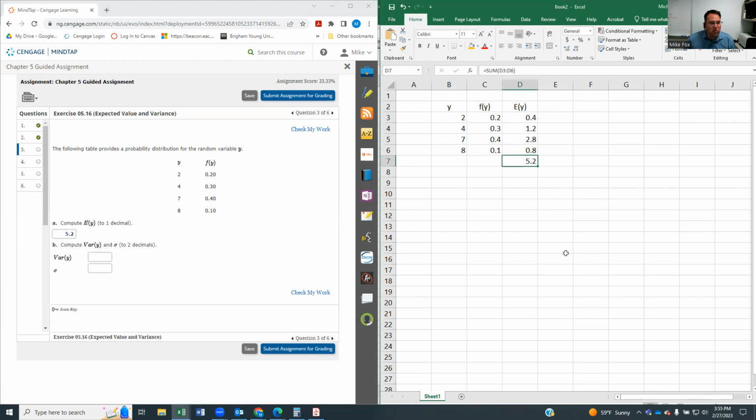And now it wants us to compute the variance of y and the standard deviation. So this little symbol right here, which is the Greek letter sigma, means standard deviation. So the formula for the standard deviation is that we're going to take our value of y minus the expected value of y.